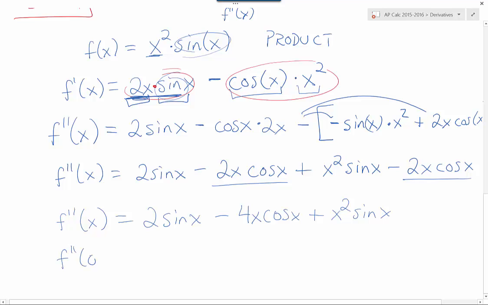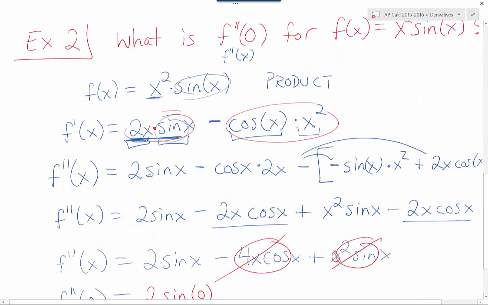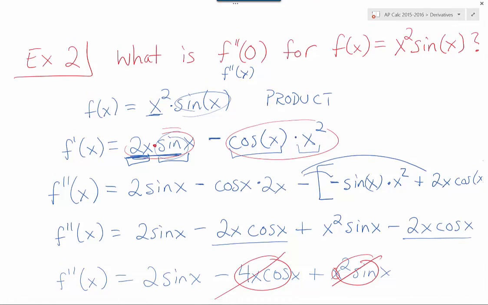Now to get f double prime of 0, we just plug in 0 for x. If you notice, when you plug in 0, that term will go away because of the x, and the x here will be 0, so this term will go away. So really we just get 2 times the sine of 0, and this is where you have to remember our trigonometry. Sine of 0 is just 0, so 2 times the sine of 0 is just 0, and that'll be our f double prime of 0 for x squared sine x.